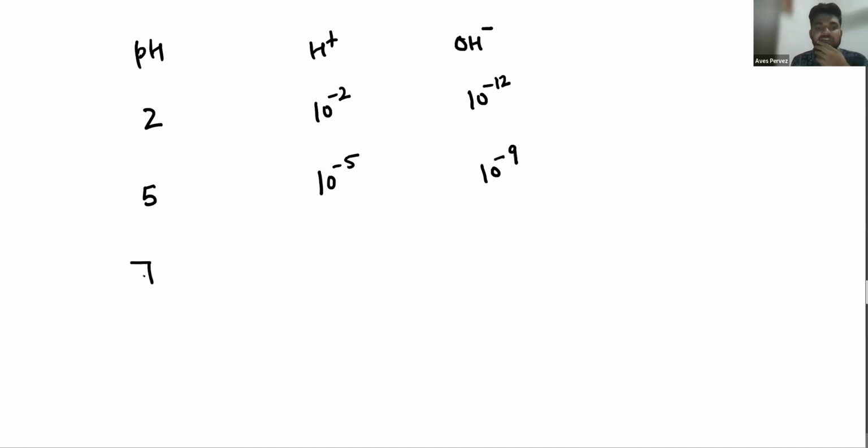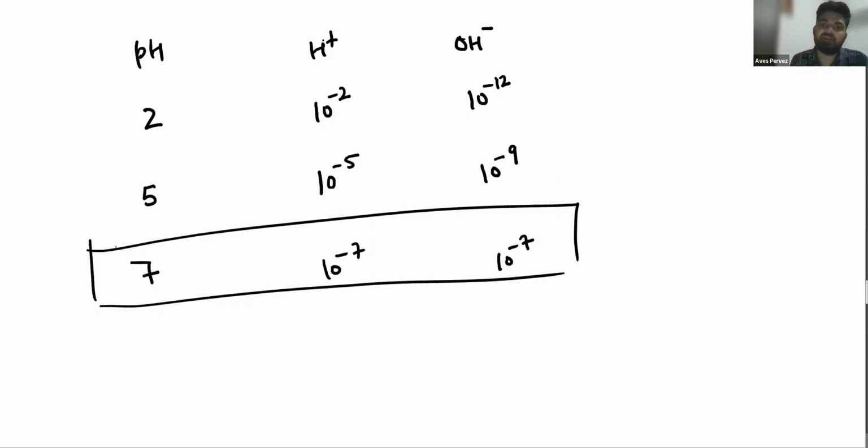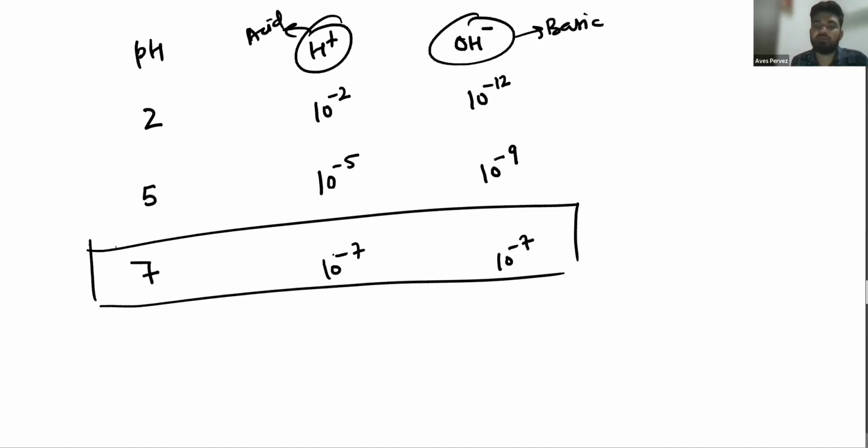If the pH is 7, then 10 raised to minus 7, and here 10 raised to minus 7. That's why it is neutral. At pH 7 it is neutral because there is an equivalent value of H plus ions and OH negative ions. The H plus ion shows the acidic behavior and the OH negative ion shows the basic behavior. So if they are equal in numbers, the solution is neither acidic nor basic, it will be neutral.